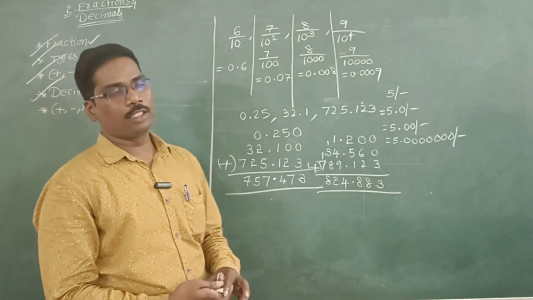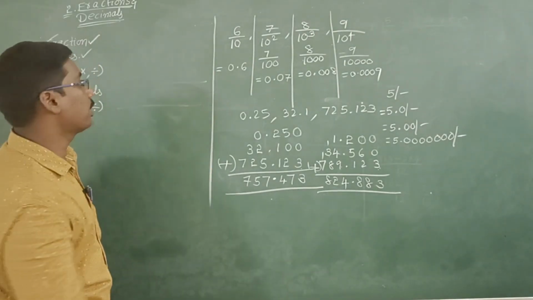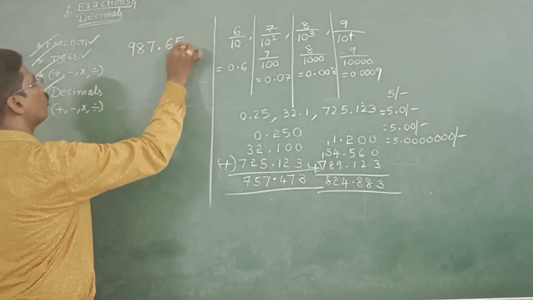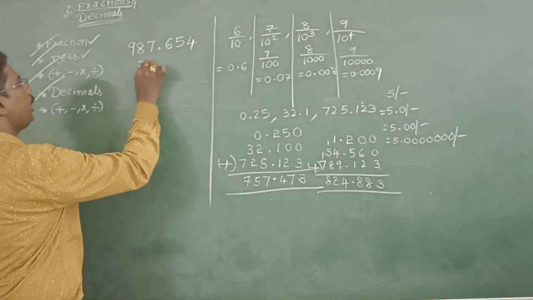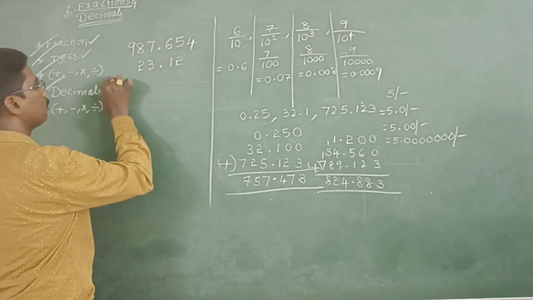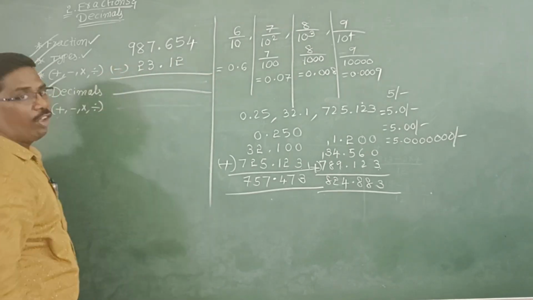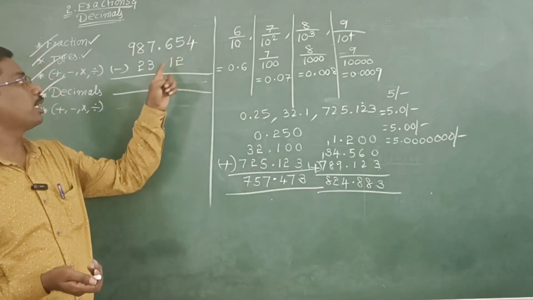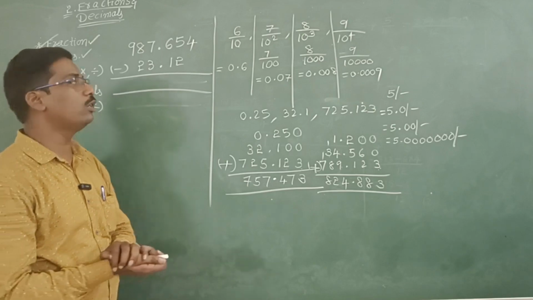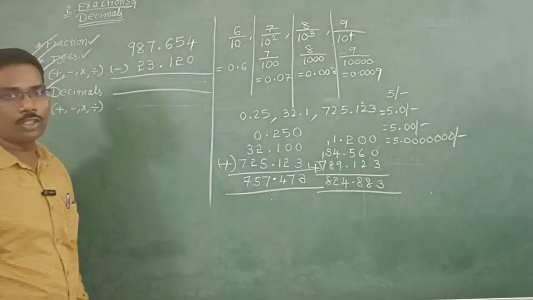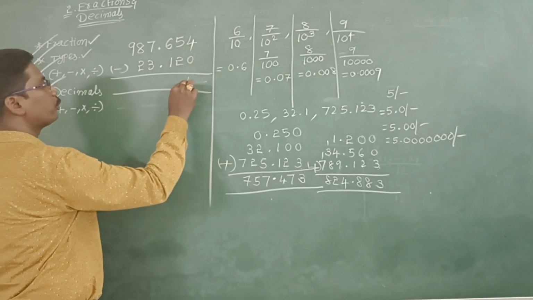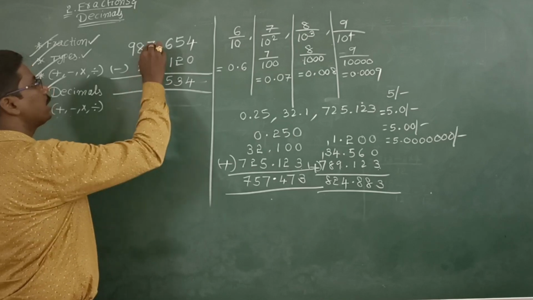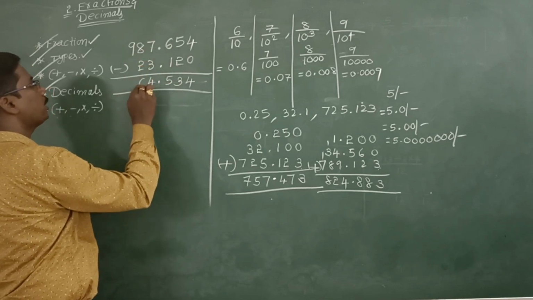Okay, now we'll do subtraction. How to do subtraction? Let us take one example. 987.654 minus 23.12. If I want to do subtraction, after the point the same number of digits should be there. Here 3 digits are there, here only 2 digits are there. What do we have to do? We have to keep 0 here. So 4 minus 0 is 4, 5 minus 2 is 3, 6 minus 1 is 5, 7 minus 3 is 4, 8 minus 2 is 6, and 9.